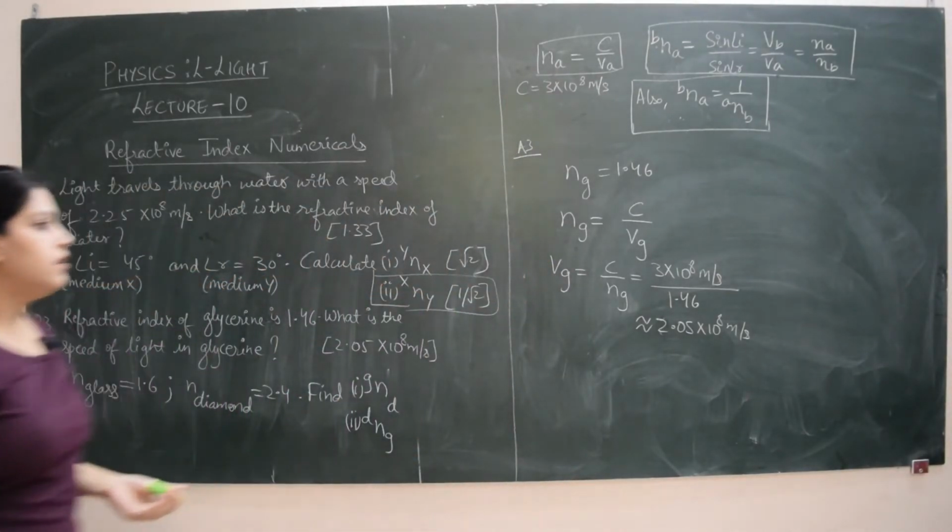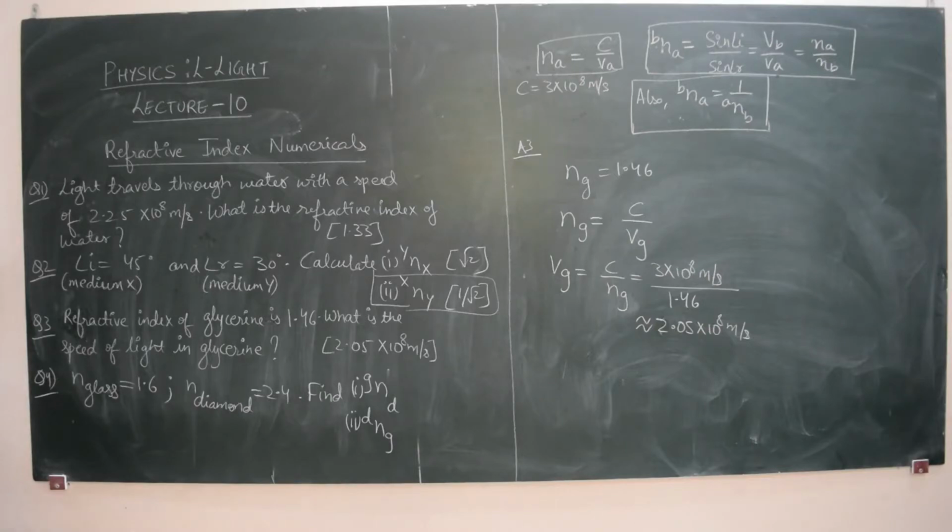Okay. Let's talk about the last question now. So again, I have written this question in brief, not the complete statement. The question is, I have been provided with the refractive index of glass. So again, it is not comparative, it is absolute refractive index of glass. Absolute means the incident ray is in vacuum. So refractive index of glass is 1.6 and refractive index of diamond is 2.4.